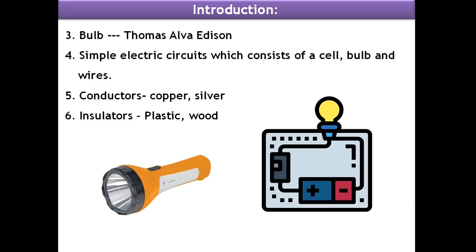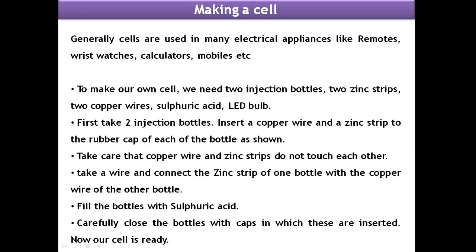We also studied about a torch light, what it consists of and what makes the torch bulb glow. And finally, conductors and insulators. The substances which allow electricity to pass through them are called conductors, for example copper and silver, and the substances which do not allow electricity to pass through them are called insulators, for example plastic and wood. This is briefly the content we have learnt in class 6. Now let's learn how to make our own electric cell.